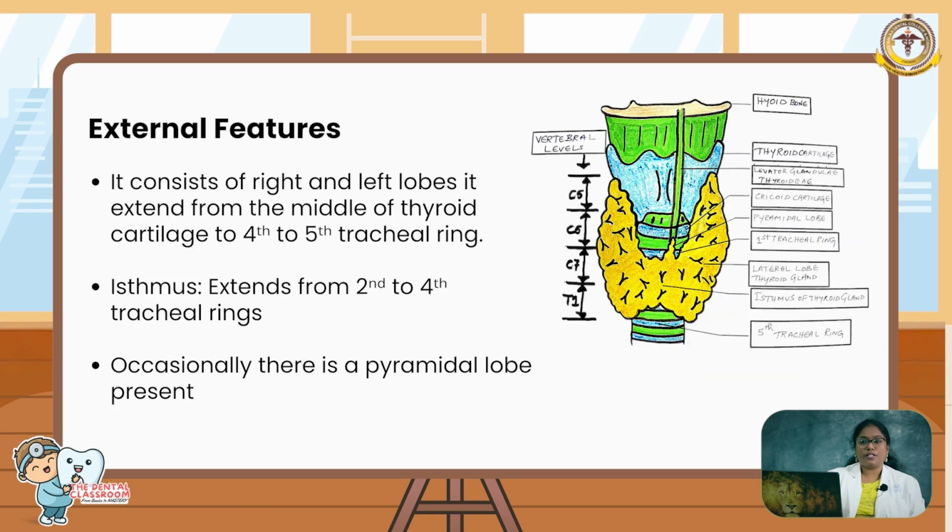Next is the external feature of the thyroid gland. It consists of right and left lobes. It extends from the middle of the thyroid cartilage to the 4th to 5th tracheal ring. The isthmus extends from the 2nd to the 4th tracheal ring. Occasionally there is a pyramidal lobe present.